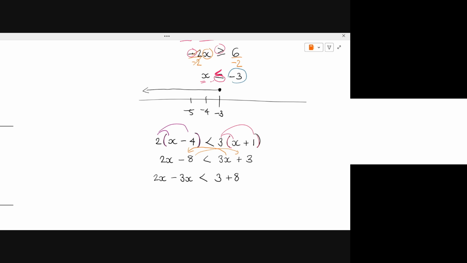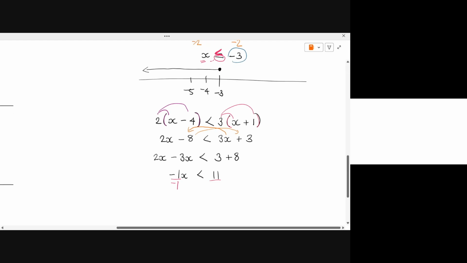Okay, then we just need to add like terms. 2x minus 3x will give us -1x, and there's a reason why I'm writing -1x instead of -x. You can write -x, that's also correct, is less than 3 plus 8 is +11. Now to get x on its own, I don't want -1x, I want x. So I'm going to divide by -1 to get x on its own. And what I do to the left-hand side, I need to do to the right-hand side as well. Also divide by -1. Those two will cancel. I will now have x. 11 divided by -1 will give me -11.